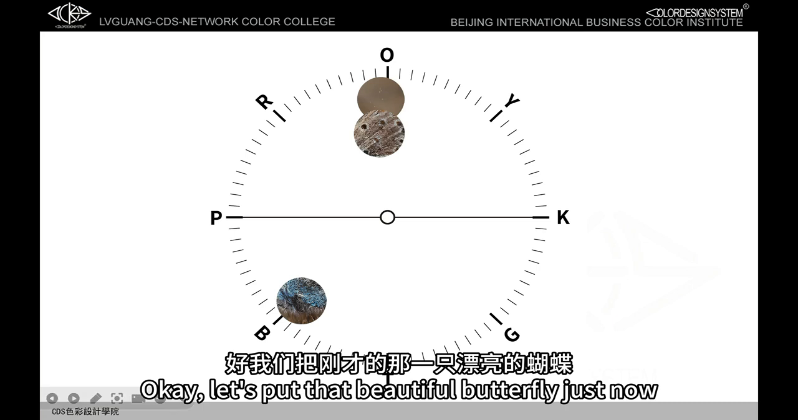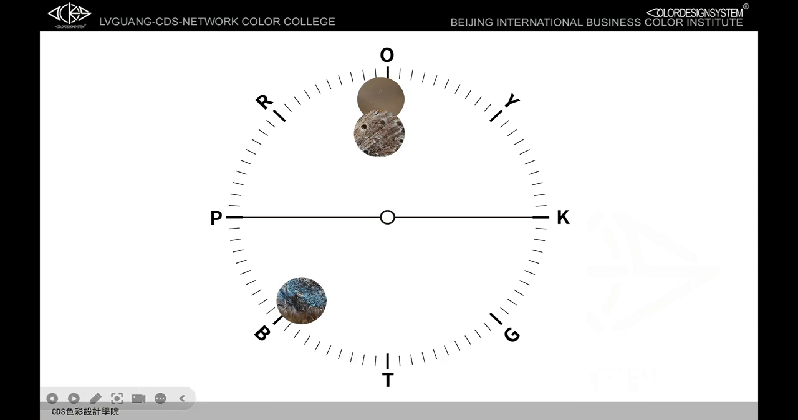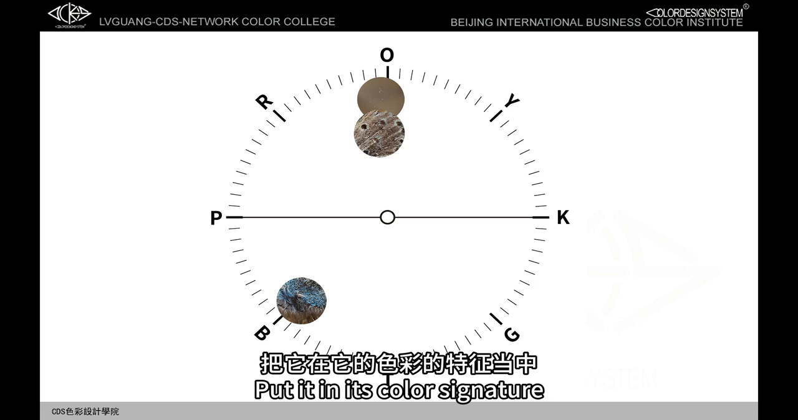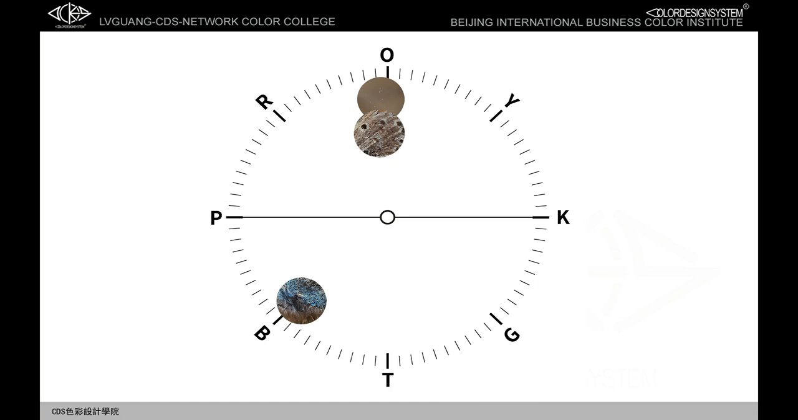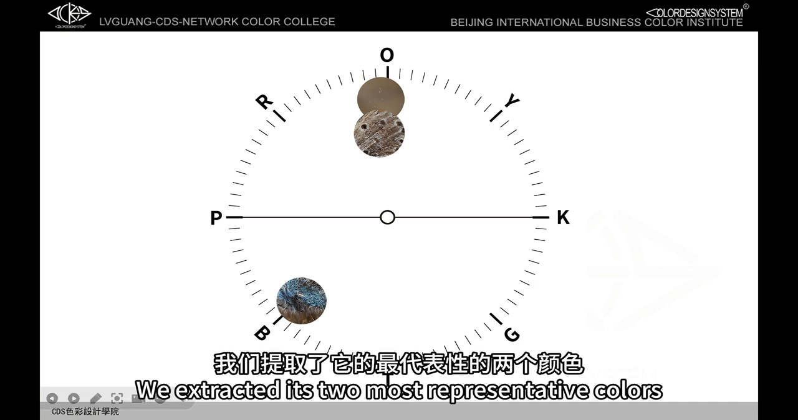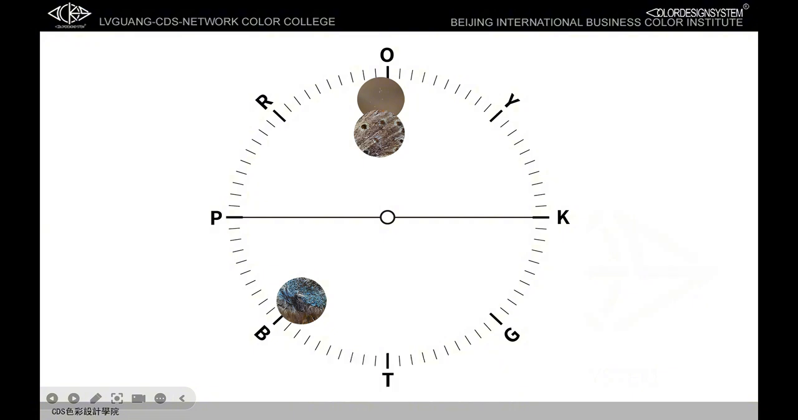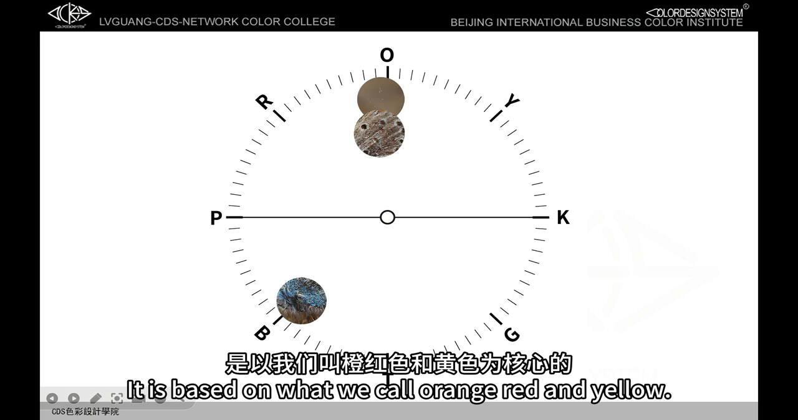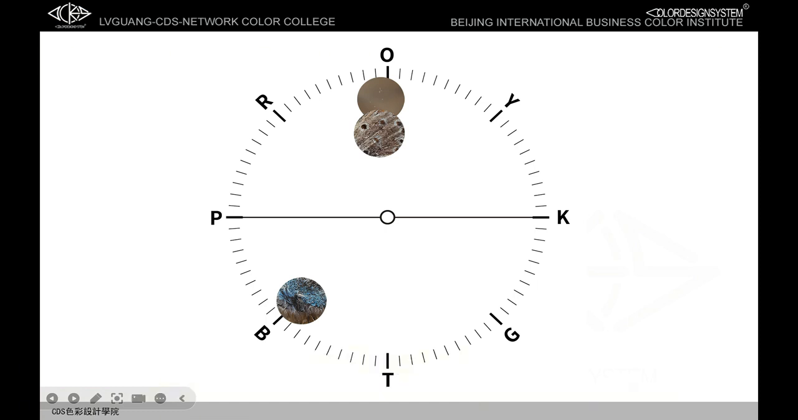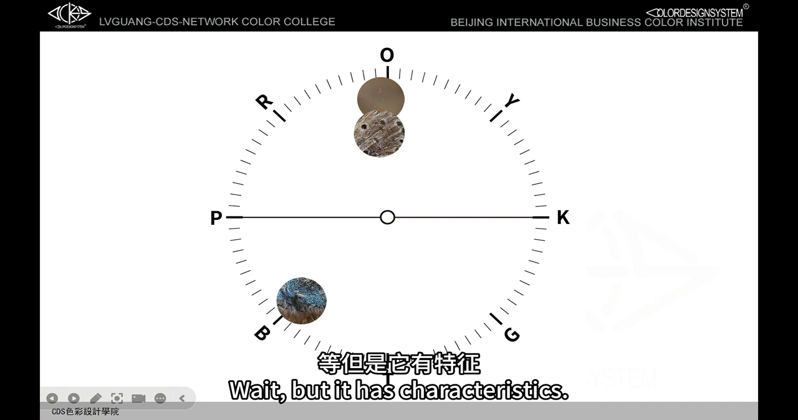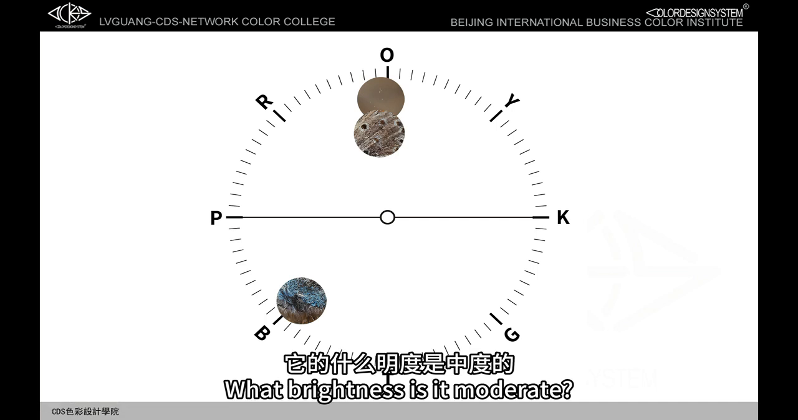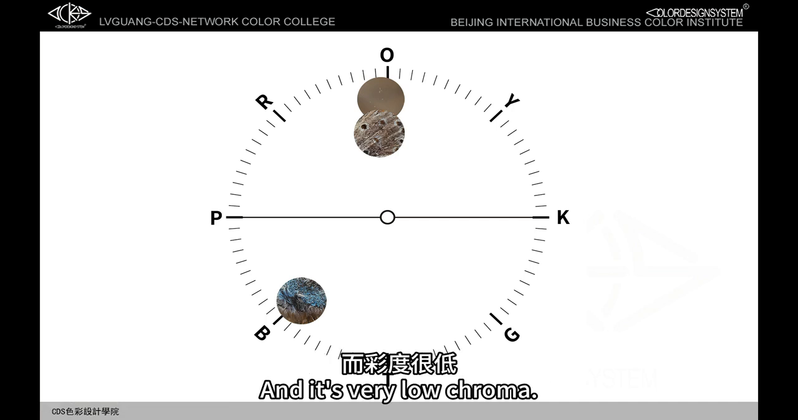Okay, let's take that beautiful butterfly just now and put it in its color signature. As an extraction, we extracted its two most representative colors. Here's another color. What about these two colors? It is based on what we call orange, red, and yellow. But it has characteristics. What brightness is it? Moderate. And it's very low chroma.